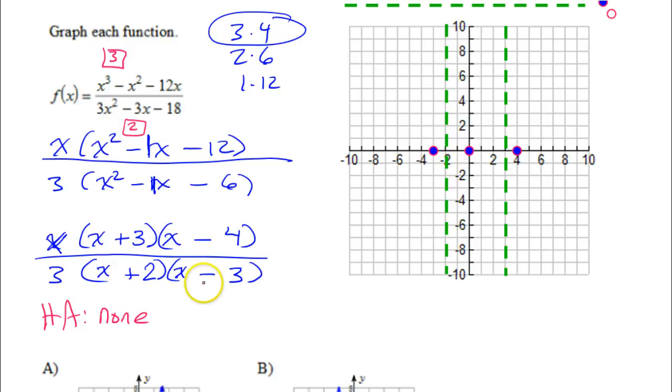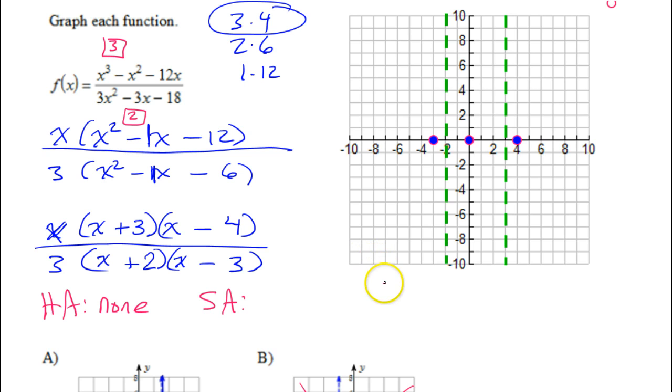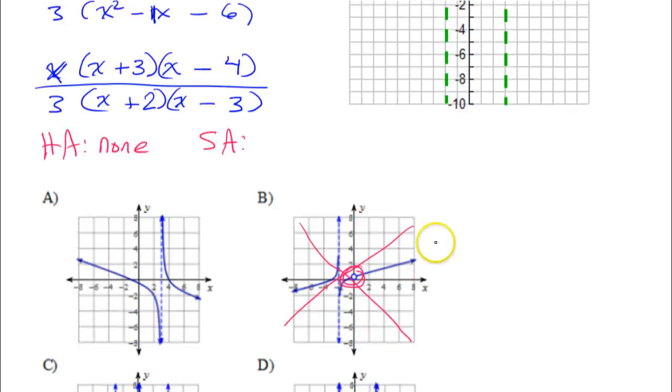Okay, now, however, when the degree of the numerator is 1 more than the denominator, then there is a slant asymptote. So there's no horizontal asymptote, but there is a slant asymptote, which I will call SA. Now the way we get the slant asymptote is by doing long division. But you know what? I'm not going to do that right now for this problem because I don't think I need to.